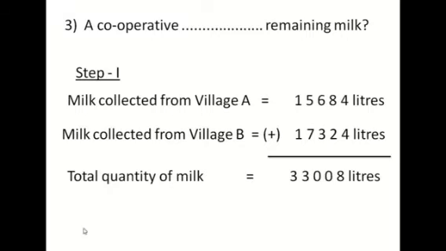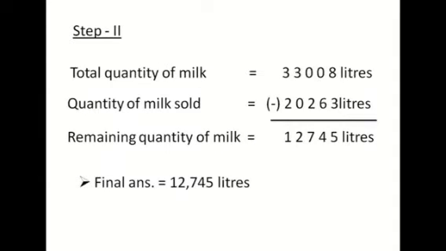Yes. So, the step 1 you can check. Milk collected from village A, it is 15,684 liters. Milk collected from village B, it is 17,324 liters. So, if you add, you will get the sum as total quantity of milk, and that is 33,008 liters. Yes. Now check the step 2. So the total quantity of milk the cooperative dairy collected is 33,008 liters.